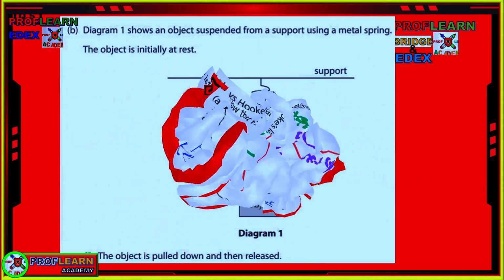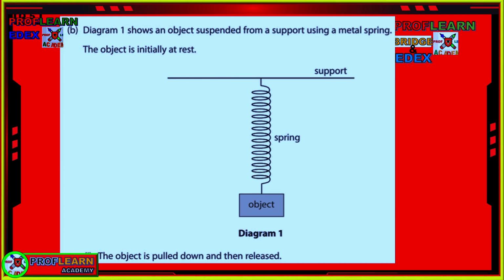Next, we are going to look at the diagram which shows an object suspended from a support using a metal spring. The object is initially at rest. The object is pulled down and then released. It is pulled down, so meaning forces will be acting. There will be a downward force, and then there will be what? An upward force. Remember, weight acts downward.